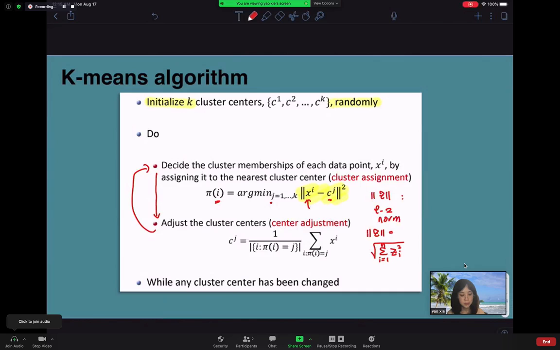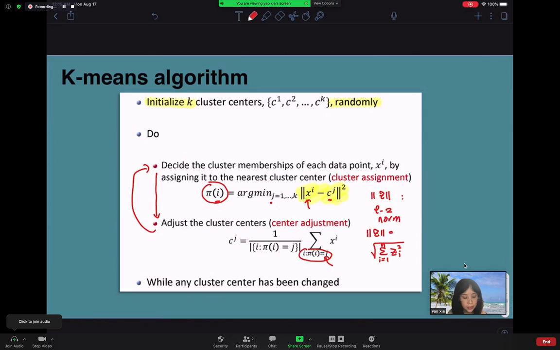After that, we're going to adjust the centers. Once you have these pi's assigning the ith data point to a particular cluster, you can see this summation here represents finding all the data points that have been assigned to the jth cluster.